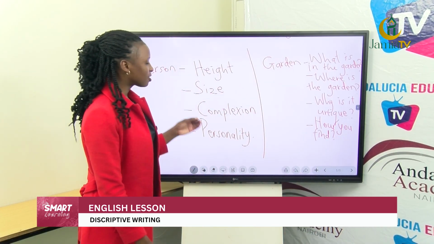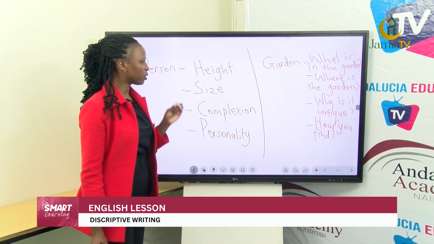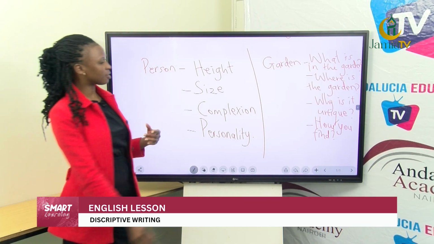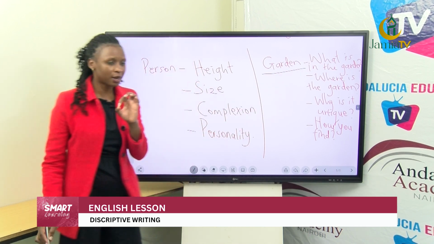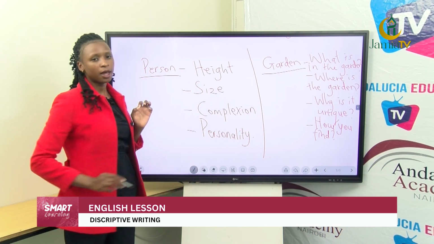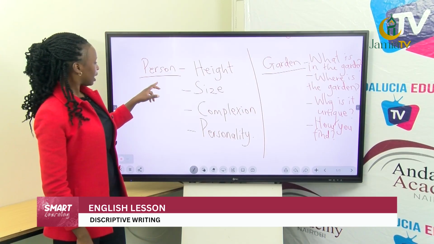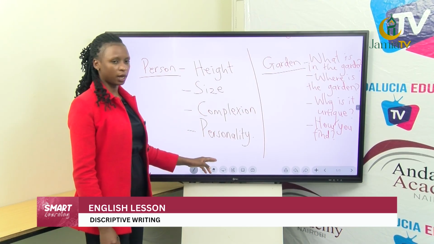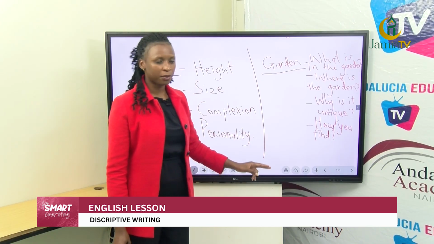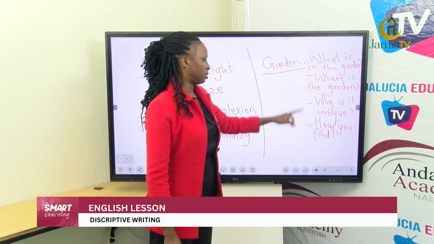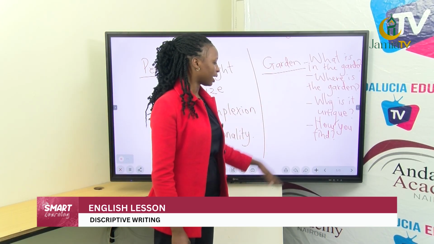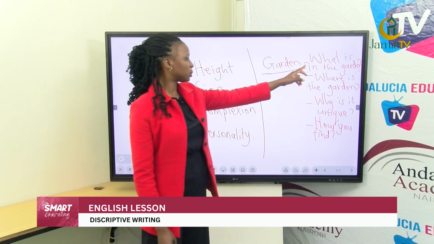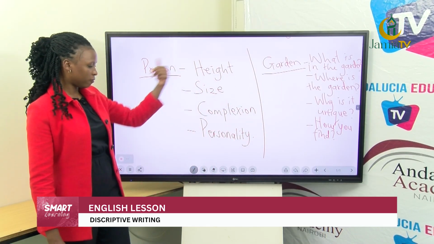So we are describing some things in particular. That's why we went back to the first paragraph. We know generally we are describing the garden, the same way when you're describing a person, generally we are describing a person, right? So you tell us, what is this person about? The height, size, complexion, personality. The garden, the place you're describing: what is it? Where is it? How does it look? How do you find it? Why is it so unique to you? So these are the things that we are actually describing in our previous paragraphs.